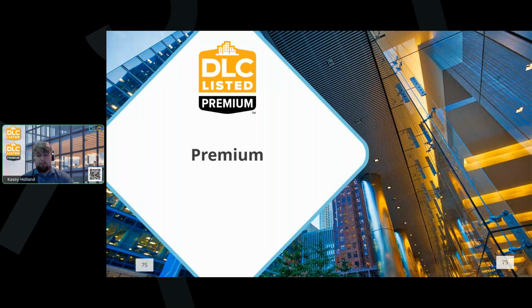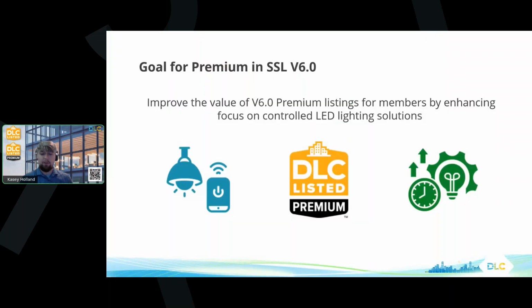And continued with our focus on premium or controllability and controlled products as a way for increased energy savings. We wanted to make sure premium is doing that. So that is our main goal, as shown on the next slide, and really speaks to the focus that we're putting on premium in SSL version 6.